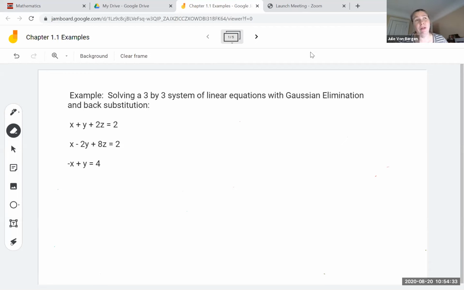Essentially, in the third equation, we'll have z equals a particular value, and then we'll be able to use that value of z to back substitute and solve for all 3 of the variables.